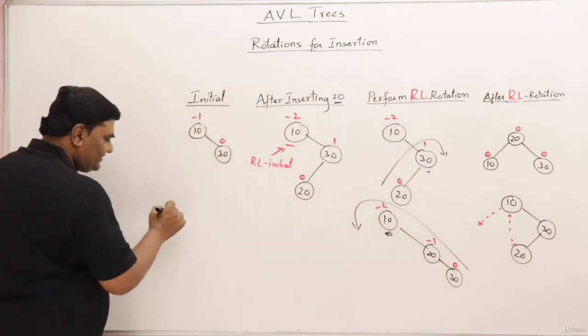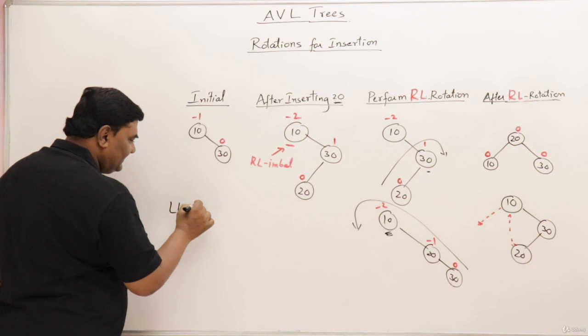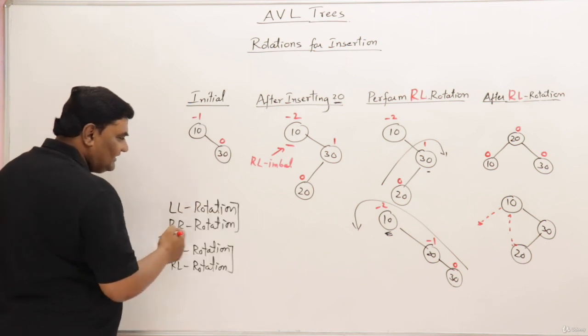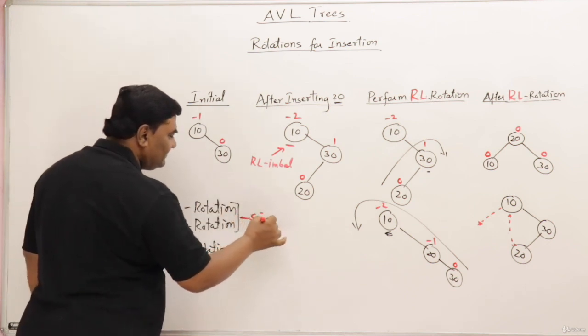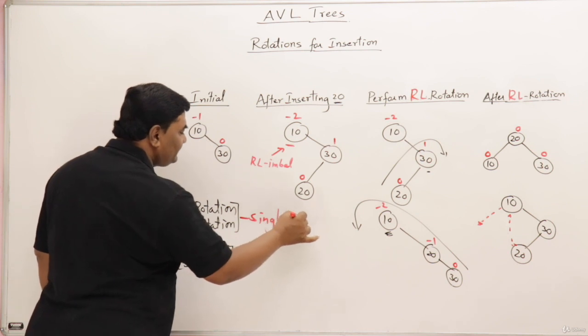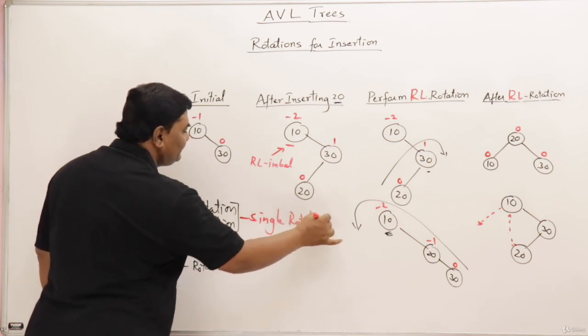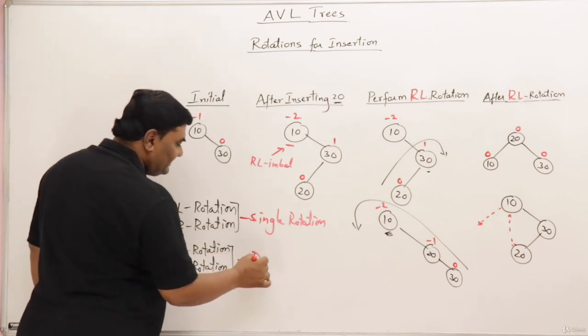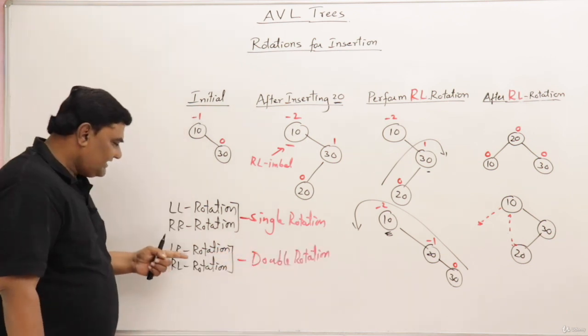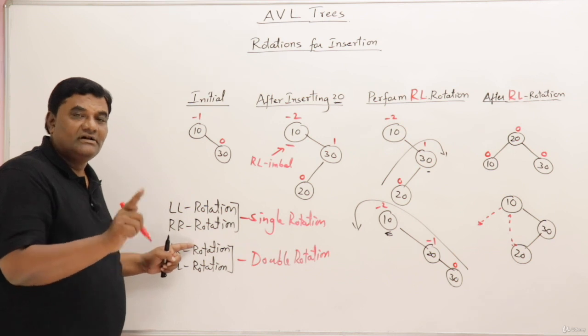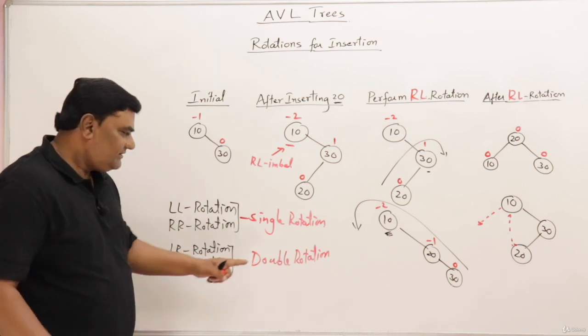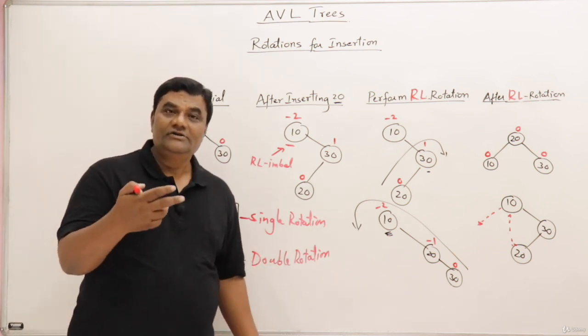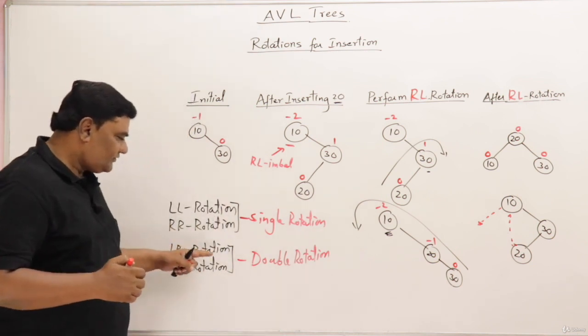Let me write down the rotations we have seen. First is LL rotation. See, LL or RR rotations are called single rotations. These have a single step. And LR and RL are called double rotations. But don't count this as 2 rotations. Count as 1 only. See, there is a difference between double and 2. So don't count them as 2 rotations.